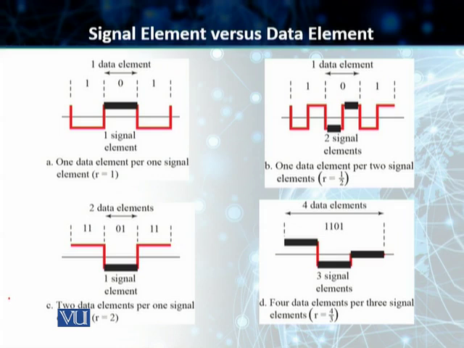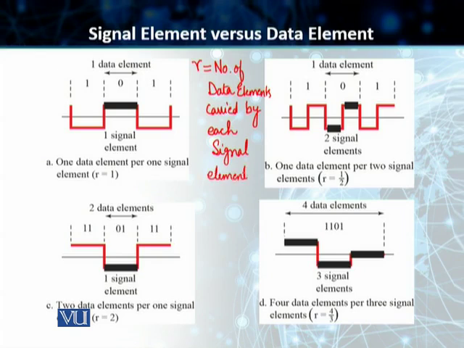Before we start discussing them, we will define a ratio, small r, and the small r is the number of data elements carried by each signal element. So this r is our number of data elements which is carried by each signal element. An important concept that we'll be using in further topics as well.